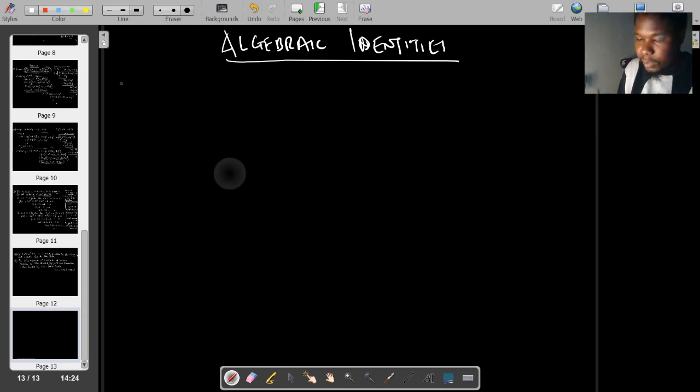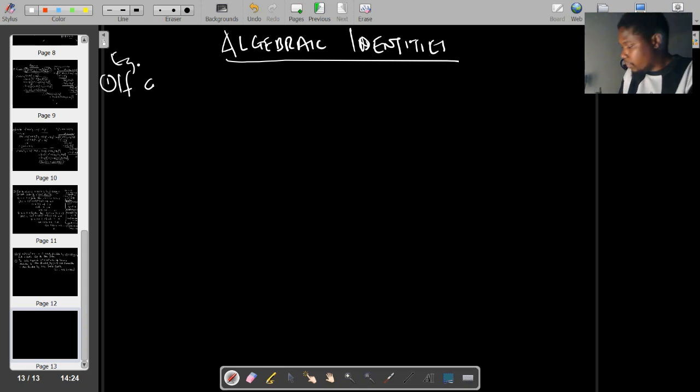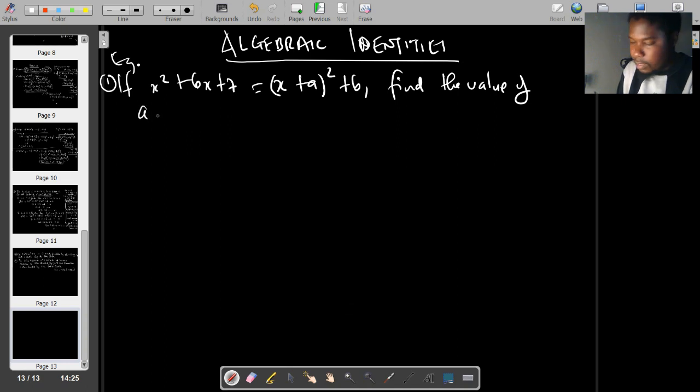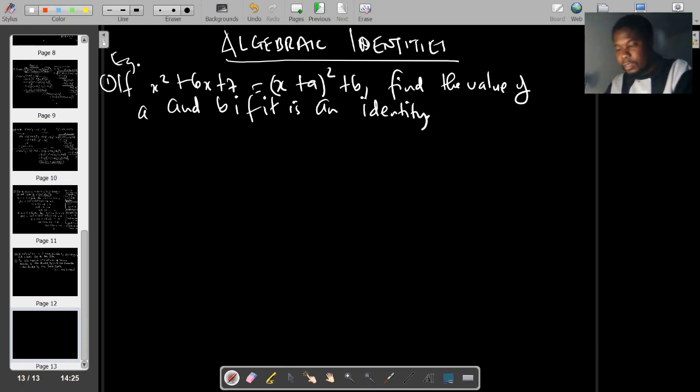Example 1: if x to the power 2 plus 6x plus 7 is equal to x plus a squared plus b, find the value of a and b if it is an identity. So they're telling us that if x squared plus 6x plus 7 is equal to x plus a squared plus b, find the value of a and b if it is an identity.